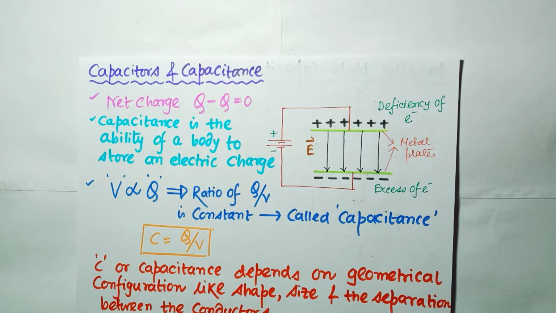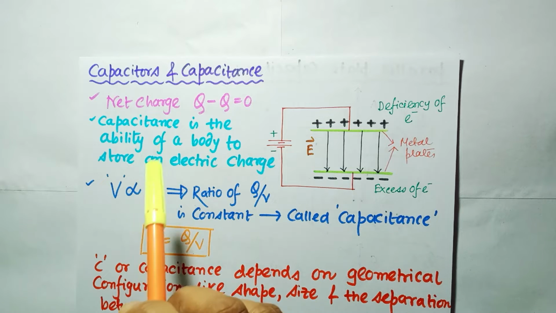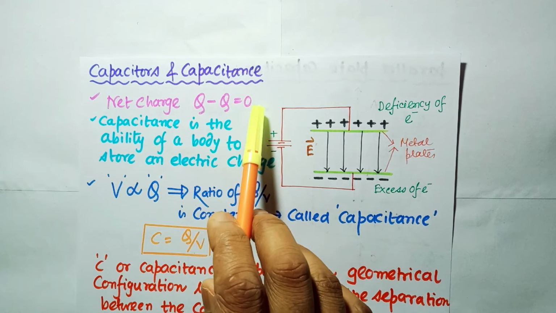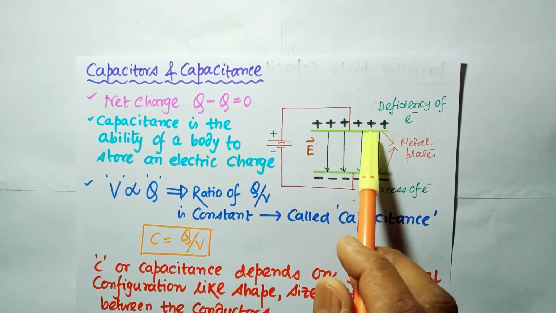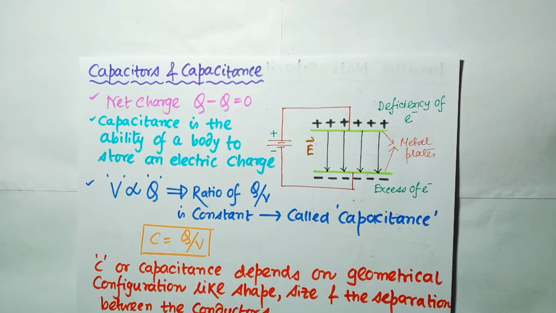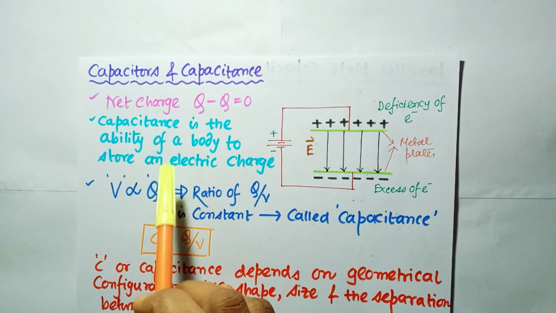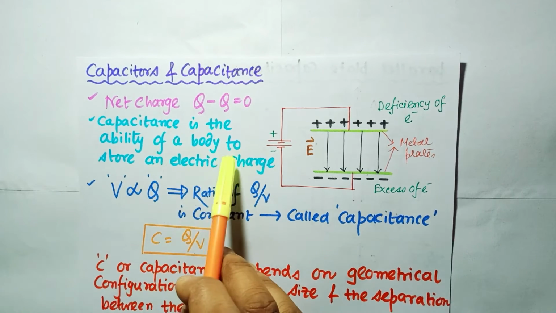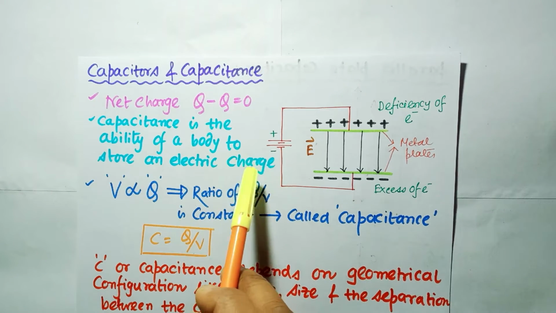For two conductors, if we charge them with a battery, the net charge of the capacitor is 0, so the net charge will be Q minus Q equals 0. One will be positively charged and the other negatively charged. The electric field in the region between the two conductors is proportional to the charge on each conductor. So we can define a property called capacitance. Capacitance is the ability of a body to store an electric charge.